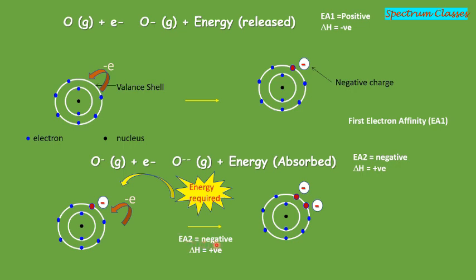Electron affinity is negative for this system. However, delta H or electron gain enthalpy is positive. This is termed its second electron affinity value and represented by Ea2. This is Ea1 and this is Ea2.